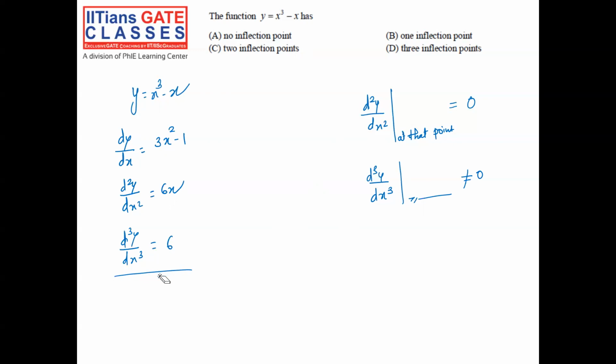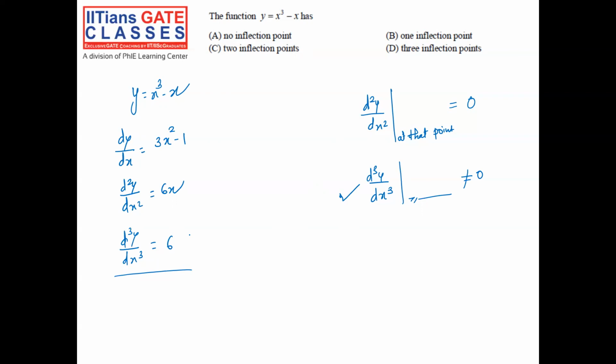The third derivative is constant, which is 6. So irrespective of any point x, we will always get the number 6, positive 6, which is non-zero. Hence, we can say it satisfies the second criterion, that the third derivative at the point is non-zero, because here we don't have any independent variable x. It's just a constant. So irrespective of any value of x, we will end up with the value 6. So the third derivative is non-zero.